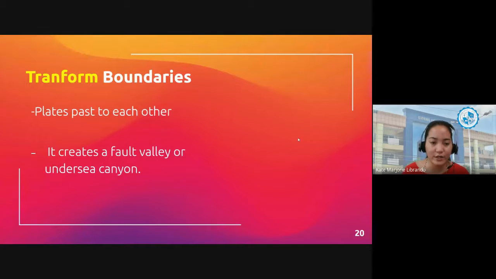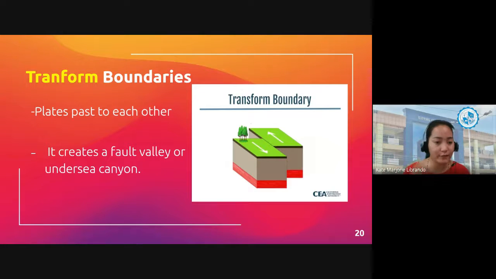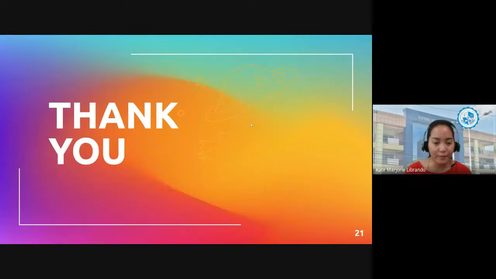Now, what are transform boundaries? Transform boundaries are where plates pass by each other. It creates a fault valley or undersea canyon. Before we end, I want you to raise your two hands. This one is convergent, divergent, and transform boundaries.